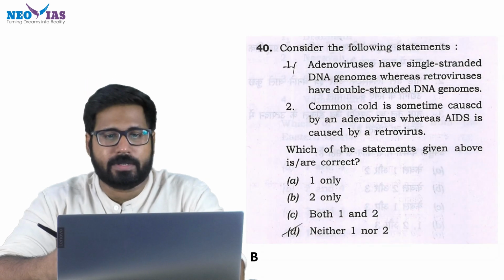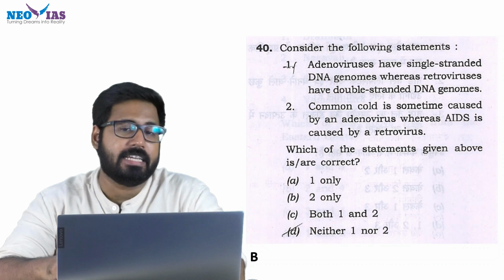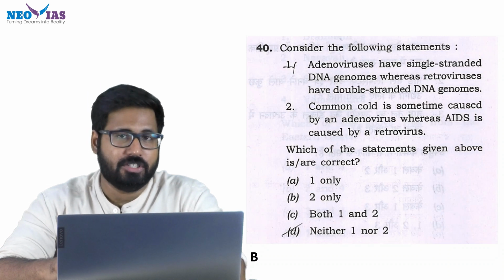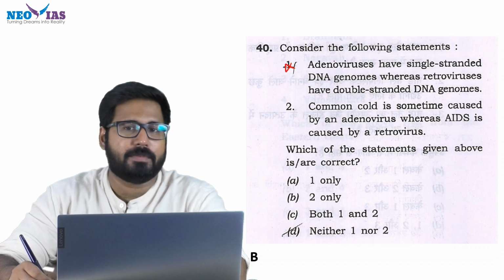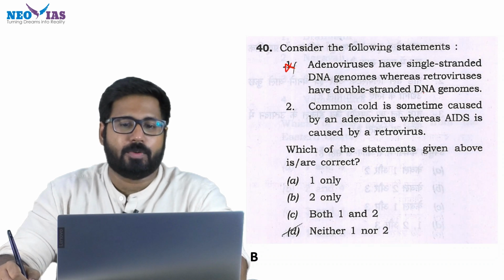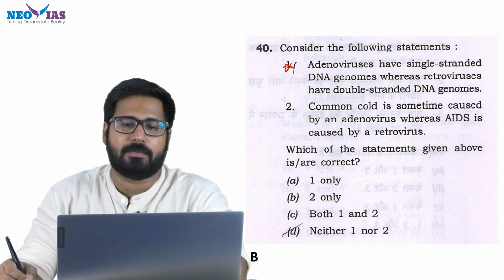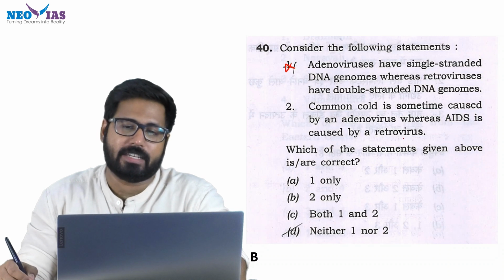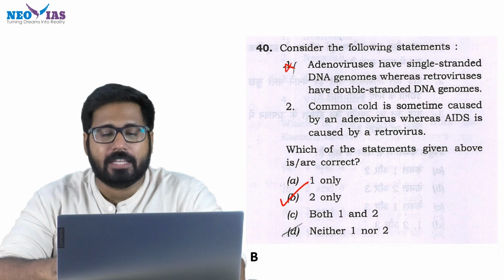So, coming to the next question, which is: consider the following statements. Adenoviruses have single-stranded DNA genomes, whereas retroviruses have double-stranded DNA genomes. So, in this case, automatically you can say that this first statement is wrong. Viruses don't have DNA genomes, they have RNAs. So, in that case, the first statement is wrong. But coming to the second statement, common cold is sometimes caused by an adenovirus, while AIDS is caused by a retrovirus. This statement is correct. So, the answer is option B, 2 only.